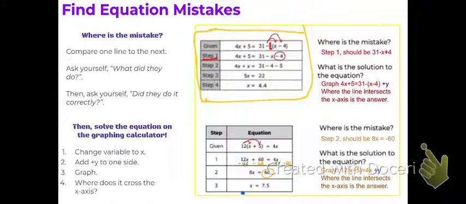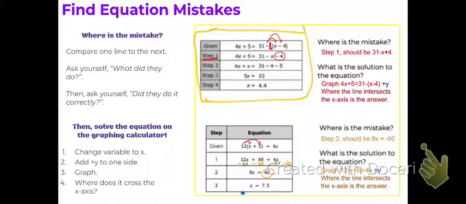Then if it asks me, what is the solution? Then you can solve it using the graphing calculator. Just add a +y to one side of the equation so that you have an equation with x and y, and then graph it. See where it intersects the x-axis.